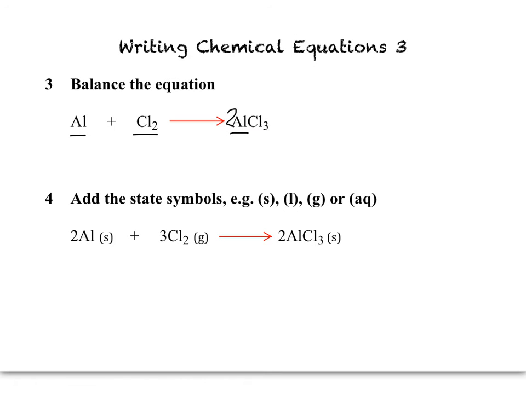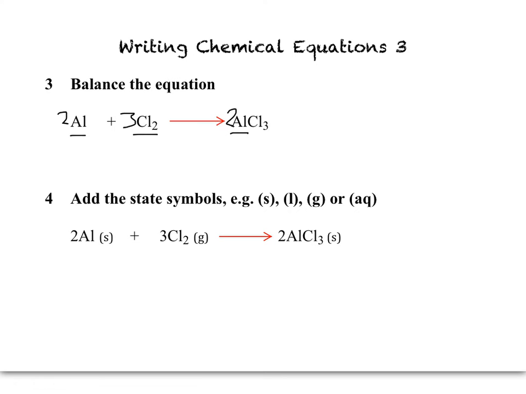On the right hand side, we now have 2 aluminium atoms and 6 chlorine atoms. We need to add this to the left hand side. So we add a 2 in front of the aluminium, and a 3 times 2 in front of the chlorine makes 6. The equation is now balanced.